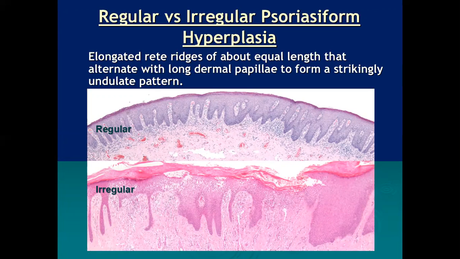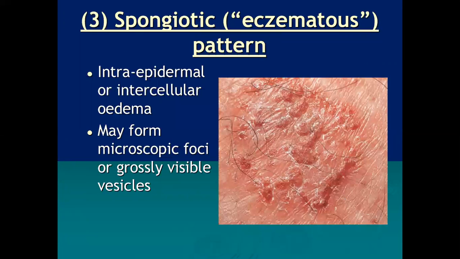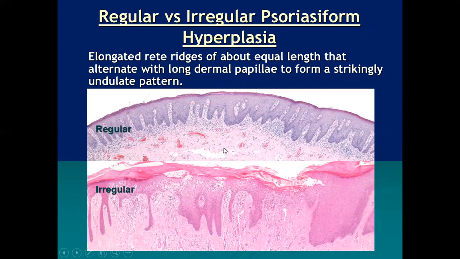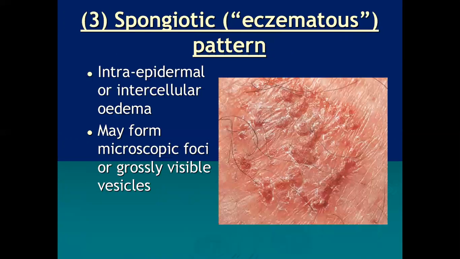Here it is important to differentiate between regular and irregular psoriasiform hyperplasia. If the rete ridges are of equal length along with long dermal papillae to form a striking undulating pattern, this is a regular psoriasiform hyperplasia, which we see in psoriasis. In contrast, if this kind of hyperplasia is irregular, the rete ridges are of irregular size and irregularly placed, then this pattern is seen in acute or chronic eczemas. For a detailed account of all the psoriasiform hyperplasias, please refer to my lecture previously given.